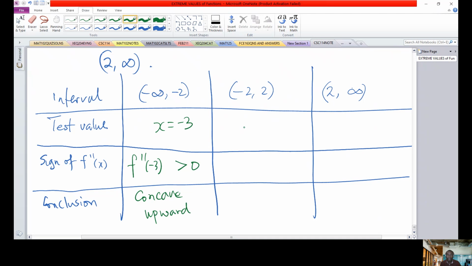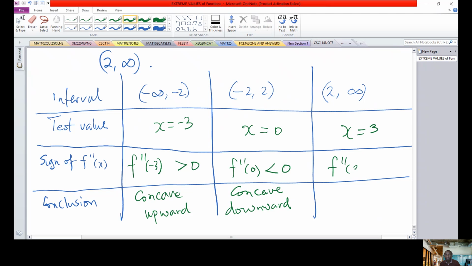And then in this one, we can pick a value like x equals 0. When you put into the second derivative, we get a negative value. So this is concave down. Here we can pick a value like x equals 3. When you put into the second derivative, we get a positive value, which shows that this is concave upward.